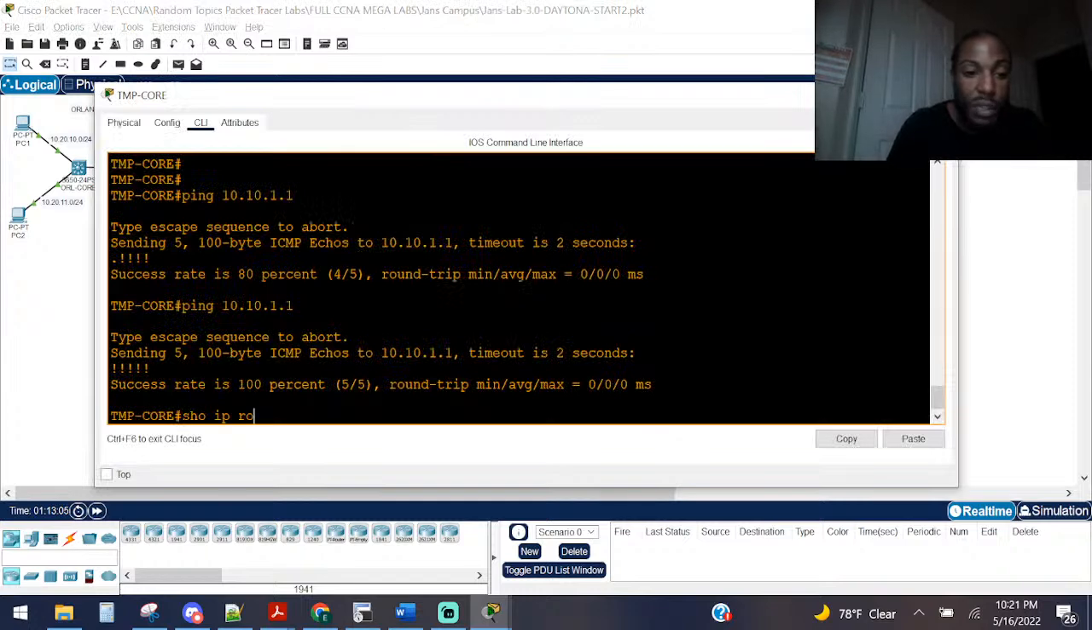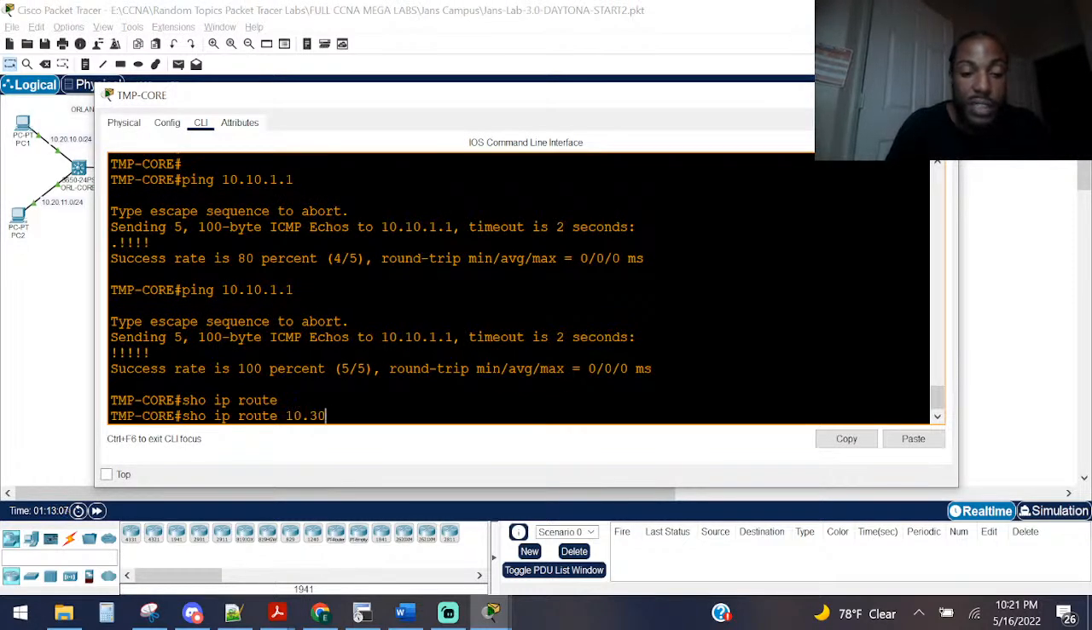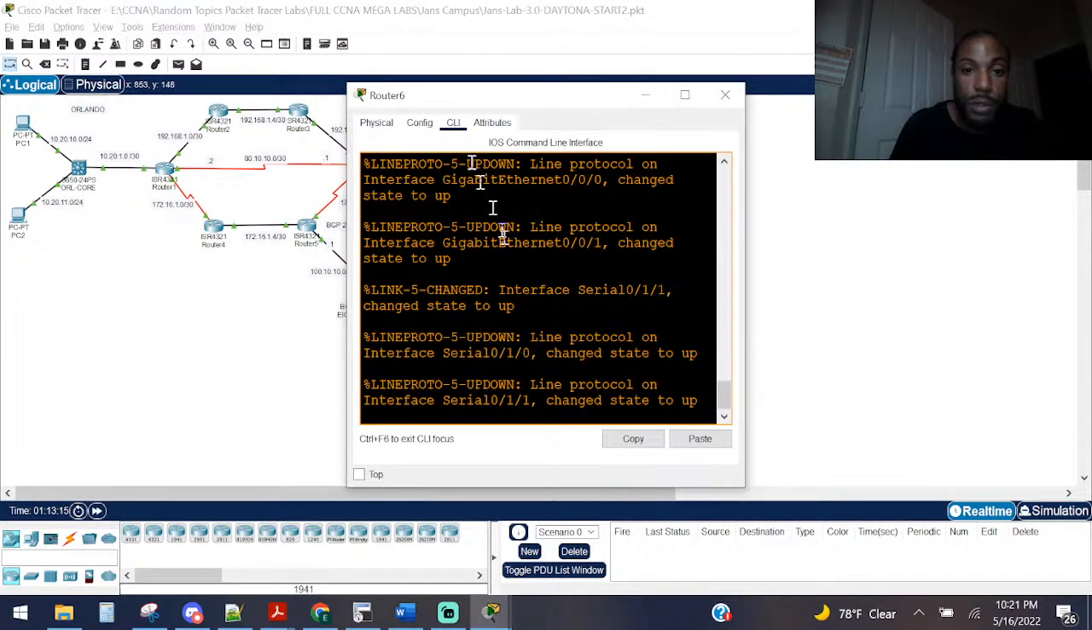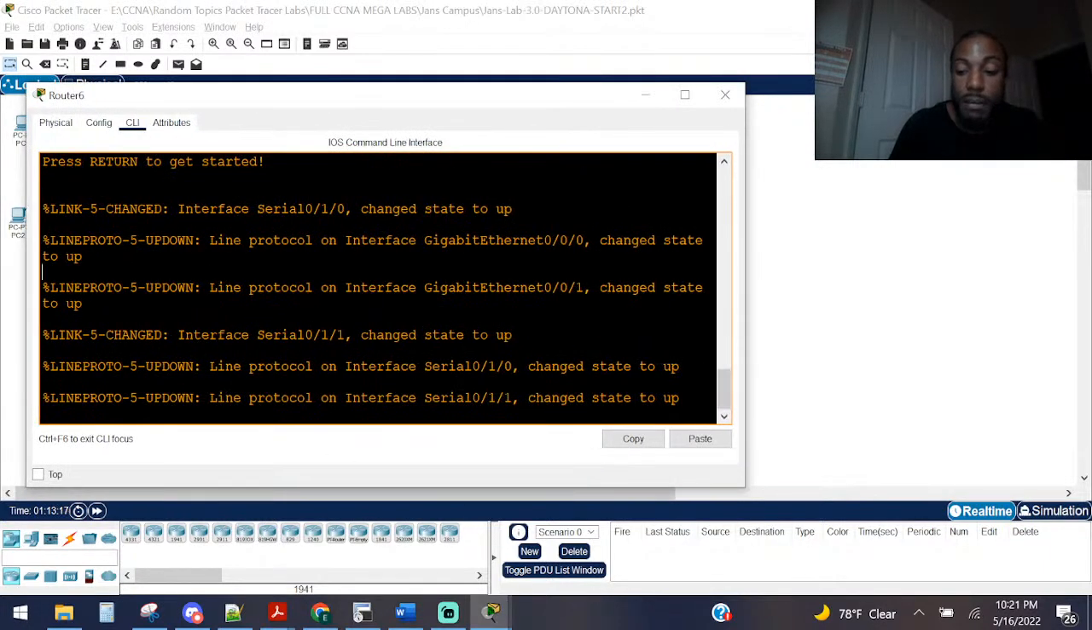Right? Show IP route 10.30.2.0. Right? 10.30.2.0 network. Yep. So now he got to get a route to get there. Router 6 needs to know how to get there. 10.30.2.0. Come on, man. Come on, fam.